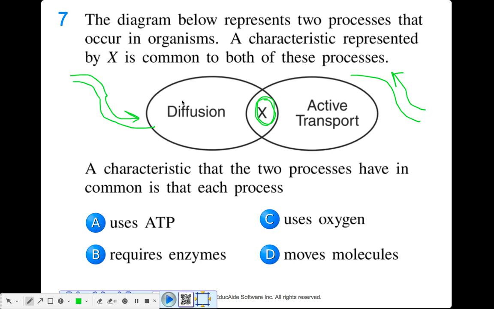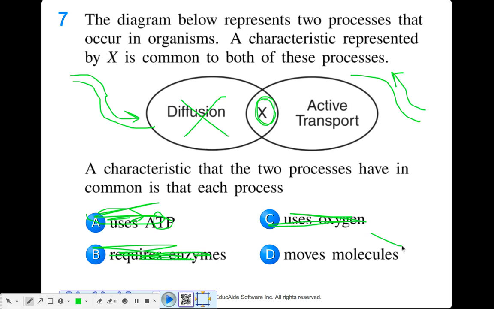Do they both use ATP? Nope, diffusion does not use ATP because it doesn't use energy. Do they both require enzymes? No, diffusion just happens. We did a lab with glucose inside of our mock cell, and we didn't add any enzymes, and the glucose still moved. Do we use oxygen? Nope. Oxygen is required for producing ATP, so active transport uses oxygen.